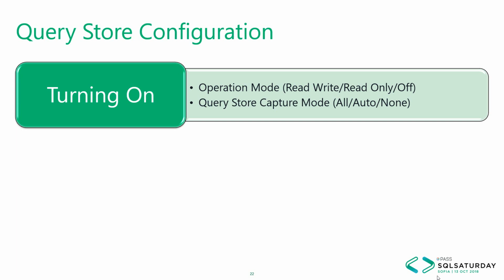And query store capture mode is different than the operation mode. Query store capture mode is for capturing the queries. We can capture all the queries. We can let query store decide which queries it will capture, depending on the performance of the query. It will capture the biggest queries, or none. We can turn off the capture and only work with the queries already captured by query store. Query store will continue capturing performance statistics but not new queries.